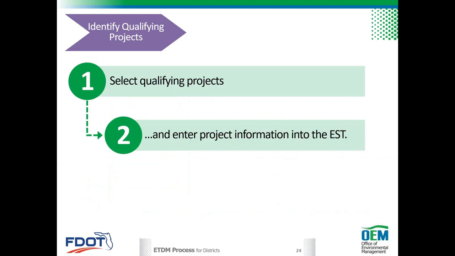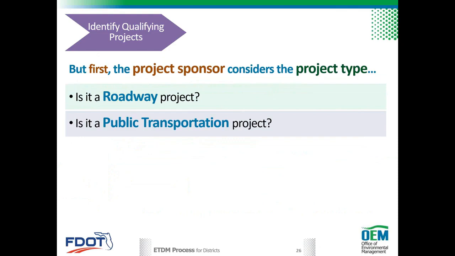The ETDM process applies to certain types of state and federal transportation projects that meet additional conditions described in this section. To determine whether a project must complete the ETDM process, the project sponsor first considers the project type. Qualifying project types include certain roadway and public transportation projects.